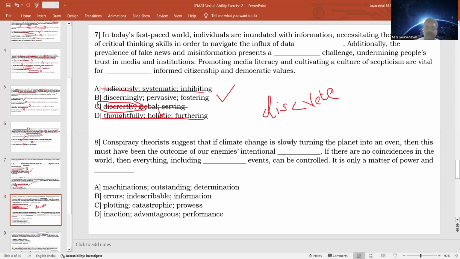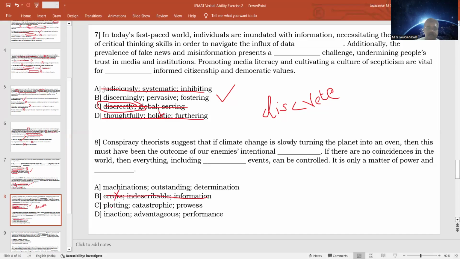Intentional plans or design should be the correct word. Machinations, correct. Machinations means intentional plans or designs. Intentional errors, no. If enemies are making errors, we need not worry about it, right? So errors is not the proper word here. So this can be eliminated.